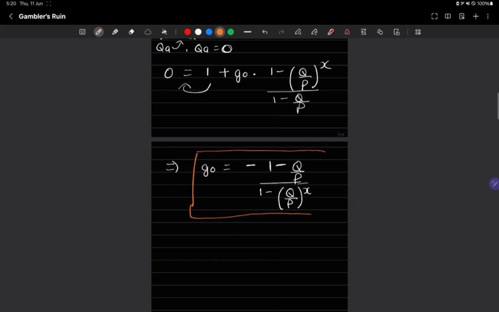Now that we know what's in our g0, we can move forward in finding out q(x). So let's see what our q(x) looks like.